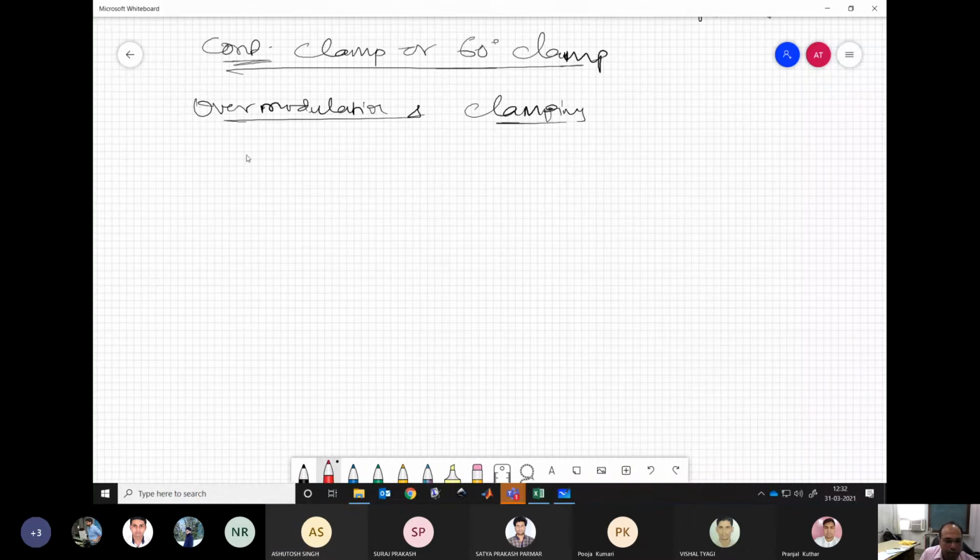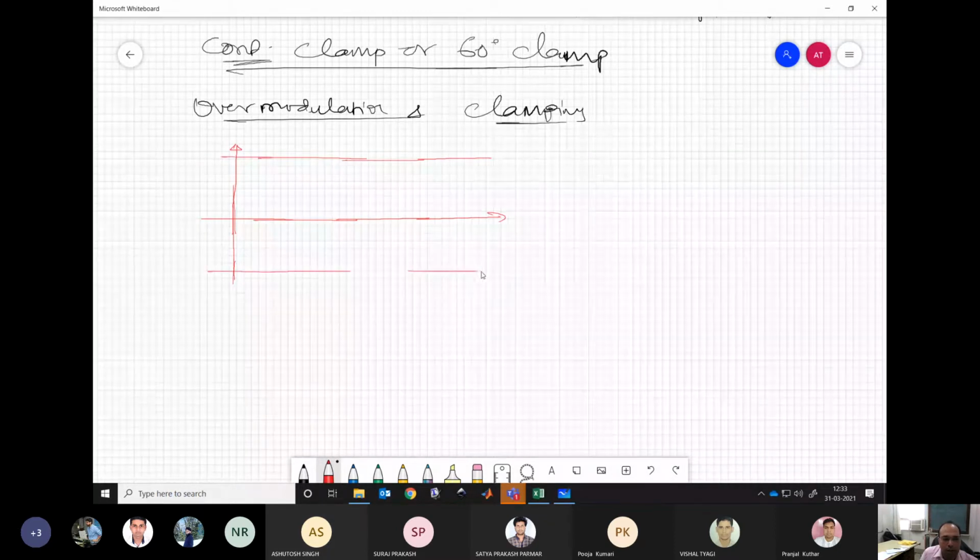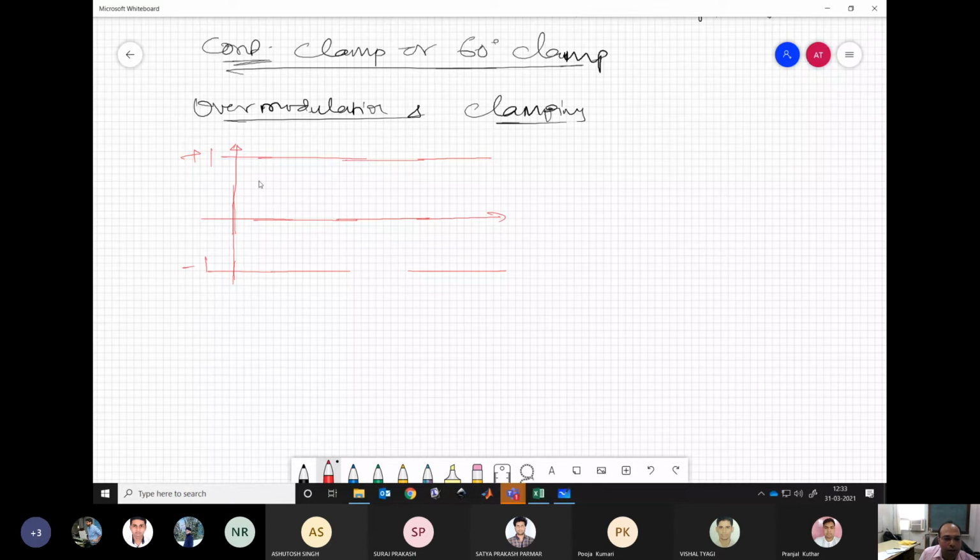Now understand clearly. If this is your carrier limit, let's say plus minus 1 boundary, within this your carrier is going up and down, and this is your modulating signal, let's say. Correct? Yes, sir. The fundamental modulating signal.